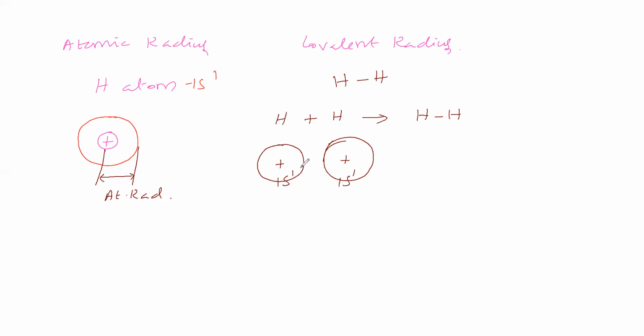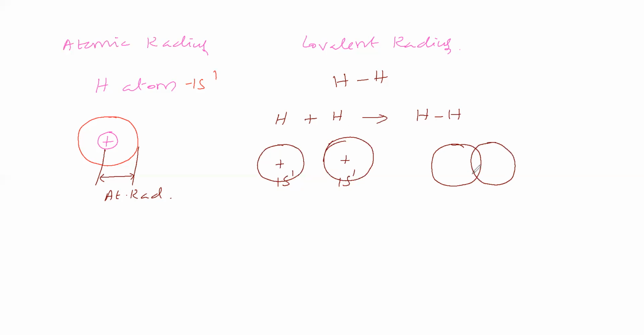That means its 1s1 electron cloud and its 1s1 electron cloud come closer and meet each other, interpenetrating with each other partially. That is called overlapping. Due to that overlapping, a bond is formed. So this electron cloud and this electron cloud come closer and interpenetrate to each other to a partial extent.